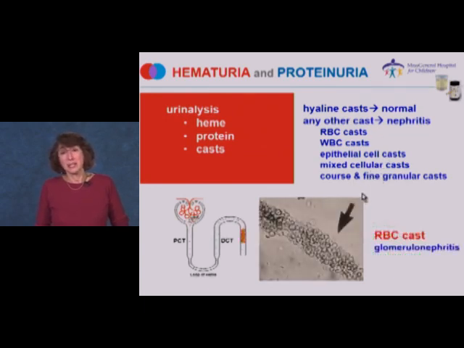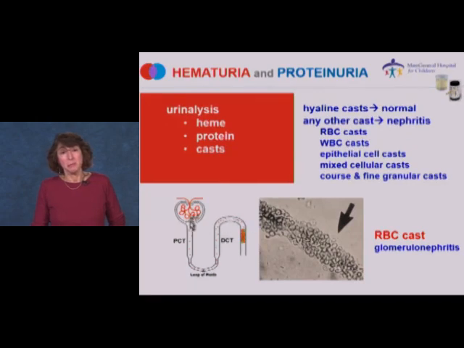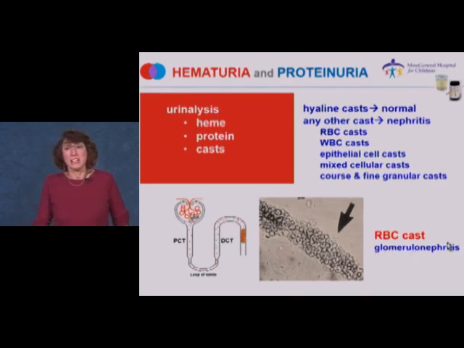So here's an example where now, in addition to the protein being made by the tubule, you have blood leaking from the glomerulus, so the red and the green come together, and you have a red cell cast where the red cells are embedded in the matrix of the hyaline cast. And if you see a red cell cast in the urine, that is glomerulonephritis. And that's a diagnostic finding of glomerulonephritis.